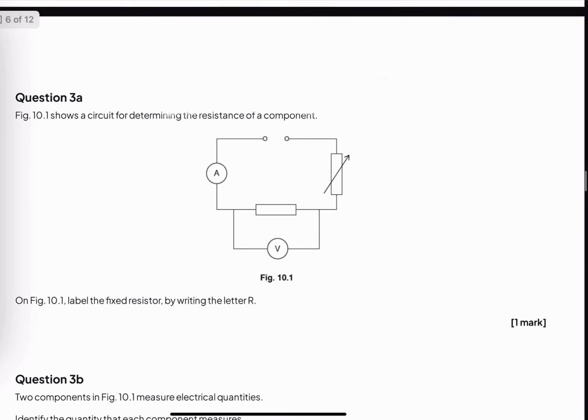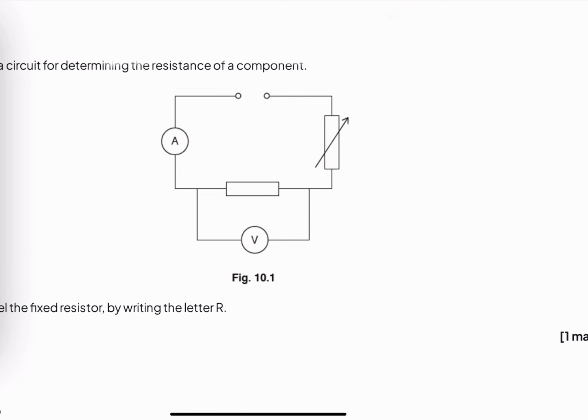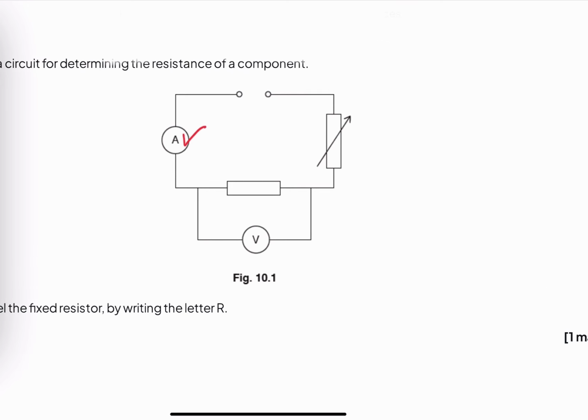Okay, let's move toward the next question. 3a shows a circuit for determining the resistance of a component. What we have to do is label the fixed resistor by a symbol R. So this is an ammeter, this is a voltmeter, and this is a fixed resistor. So you have to write down R there.